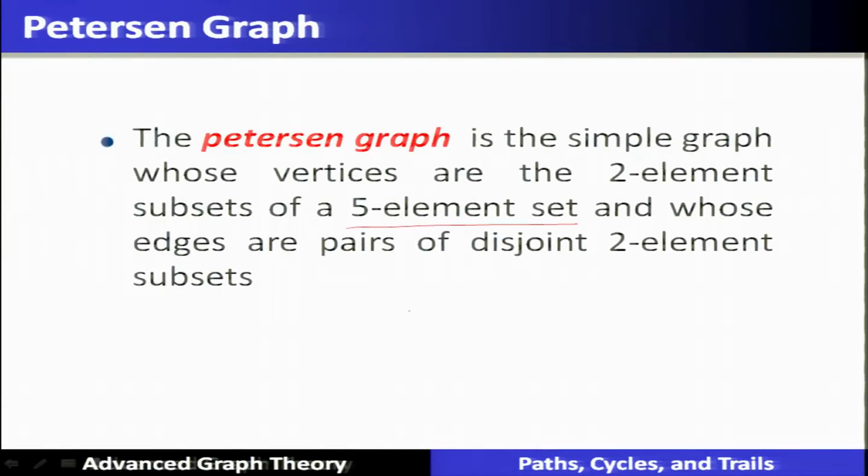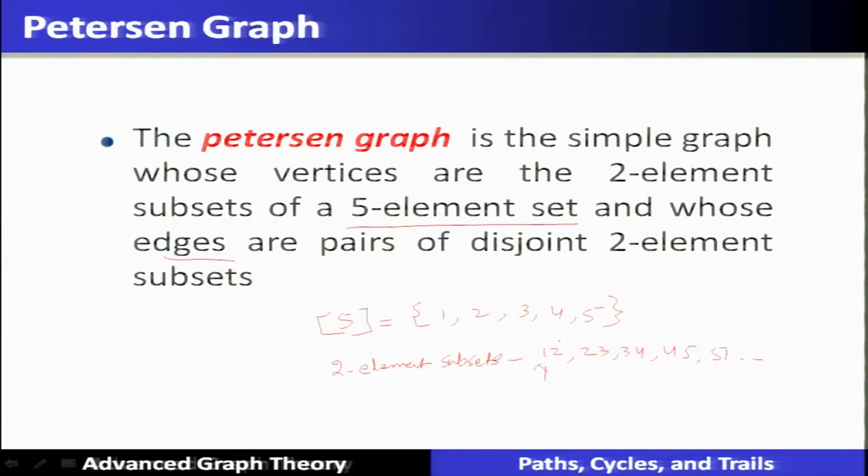One is the five element set. Let us assume the five element set as 1, 2, 3, 4, 5. Now we have to form the two element subsets out of them. So, two element subsets which we can form out of this five element set would be 1 2, 2 3, 3 4, 4 5, 5 1 and so on. Here these two element subsets become the vertices in the Petersen graph, and the edges are basically those pairs of disjoint two element subsets.